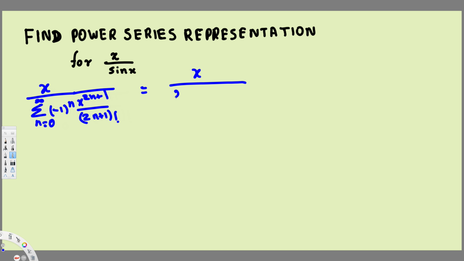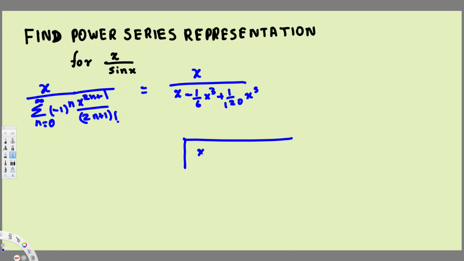So the first term is going to be just x, and if you plug in the second value, n equal to 1, you will get 1 over 6 x cubed, and if you plug in the third value, that's going to give you 1 over 120 x to the power 5. So these are the terms you are going to get. Now here we have to do long division in order to find the final value, right? So we can do the long division.